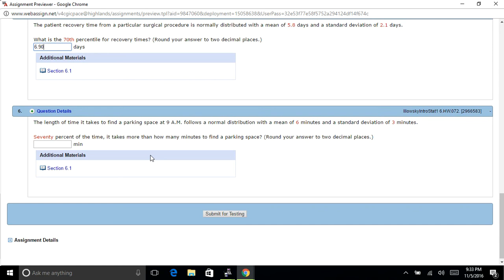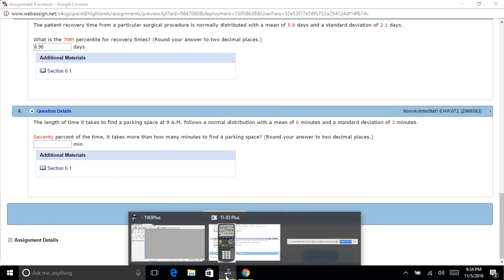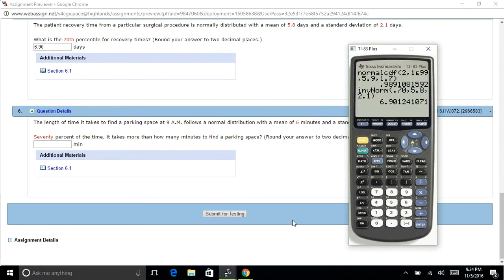So what you want to do, okay, let me go ahead and bring this up. 70 percent of the time, it'll take how many more minutes? All right. The thing is, it's saying how many more minutes to find a parking space. So what I'm going to do is I'm going to do 100 minus 70 gives me 30.